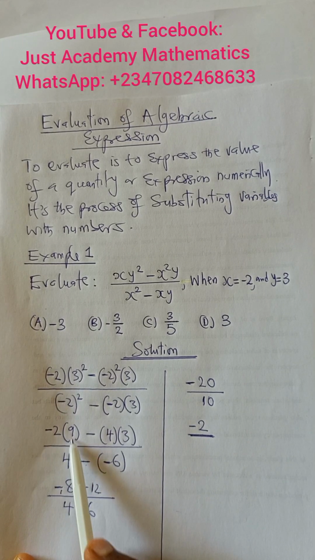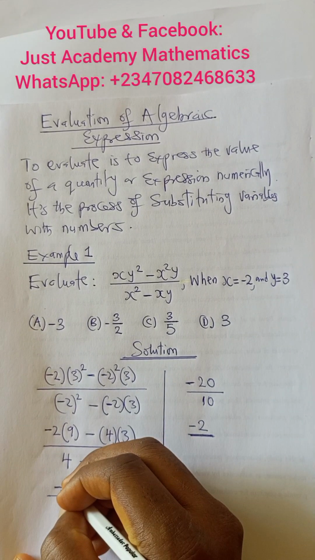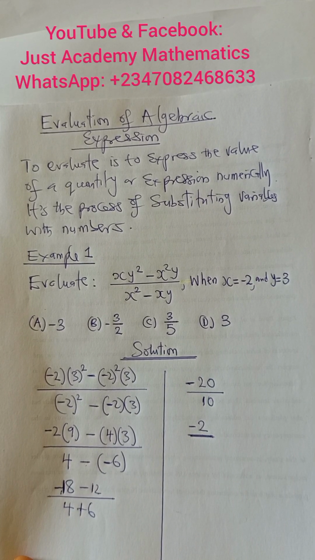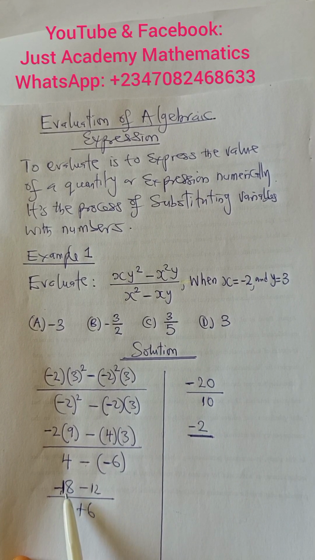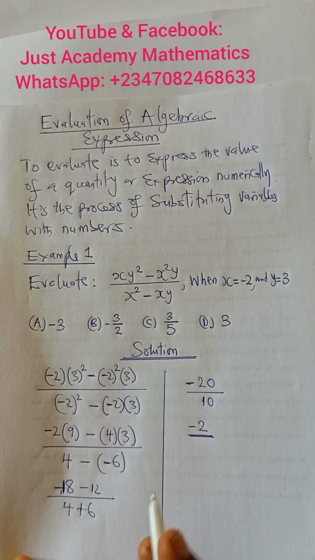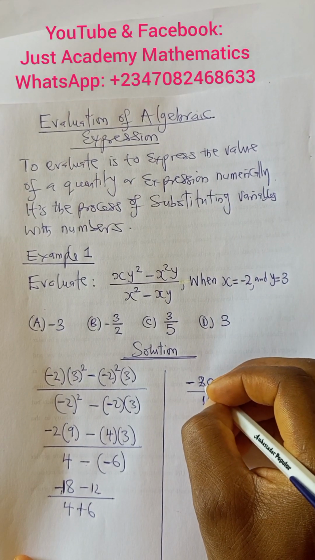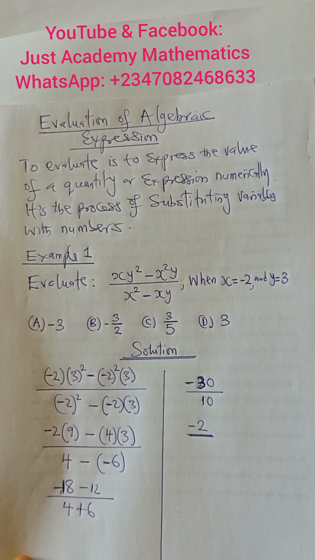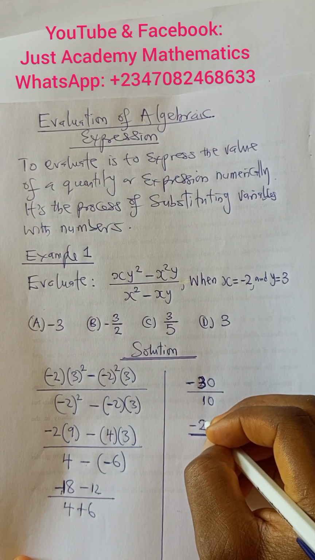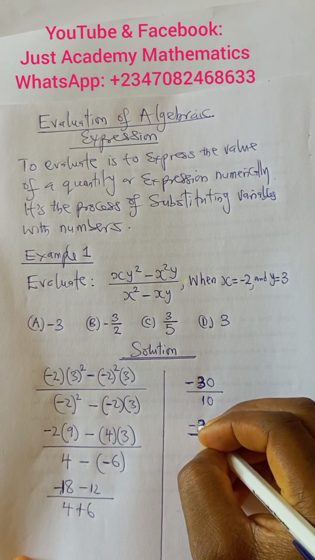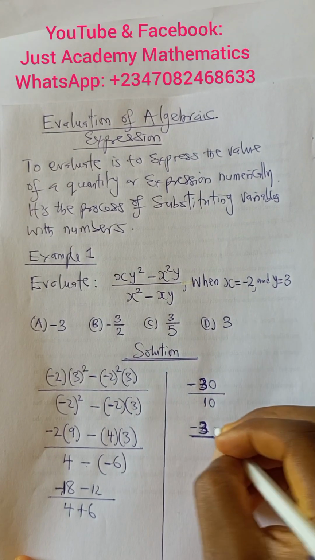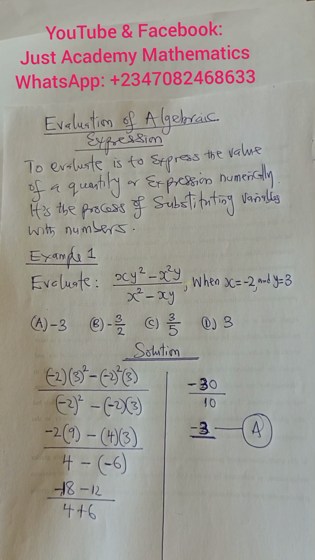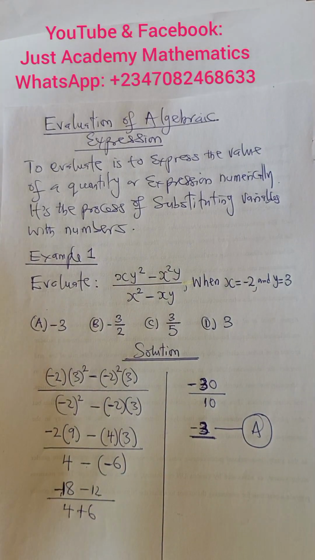This time this, I see now. 2 times 9 is not 8, it's 18. You see why it's good to always check your work well. Don't always be in haste. So -18 minus 12 will give us -30. And -30 divided by 10 will give us -3. And -3 is in the options, and that is option A. Okay, sorry for that. That is example 1.